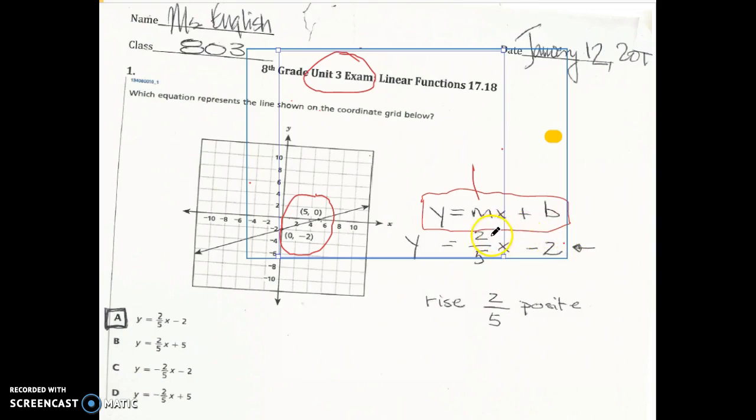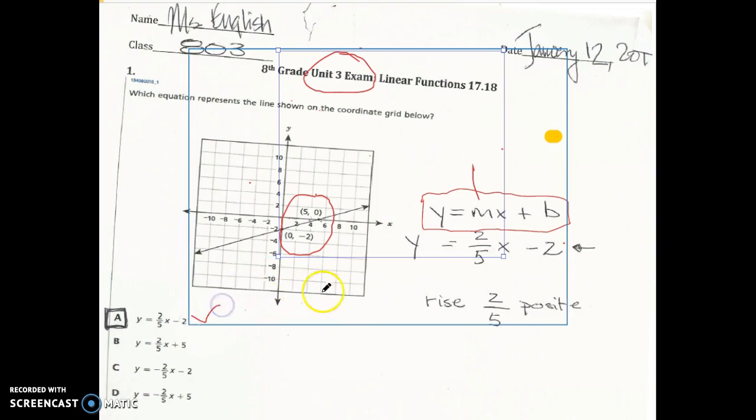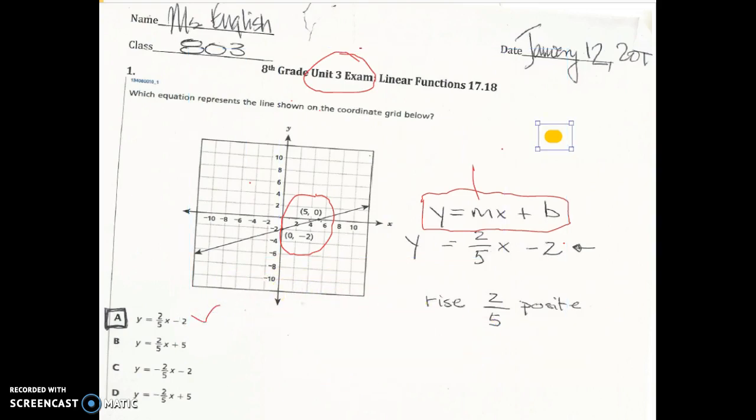For my slope, I'm going to start at my negative 2, and I can see that's going down by 2. So I go up 2 and over 5. So I'm rising 2 and over 5, and this happens to be my slope. So my slope is positive 2/5, and my correct answer is A. Moving on to the second question.